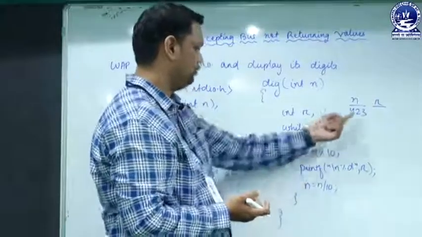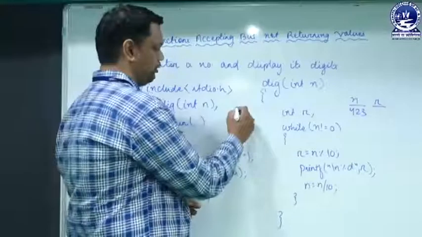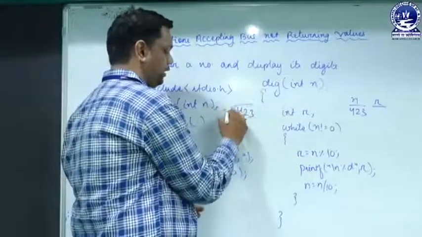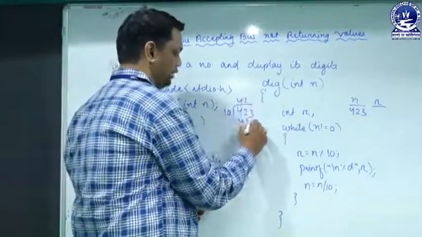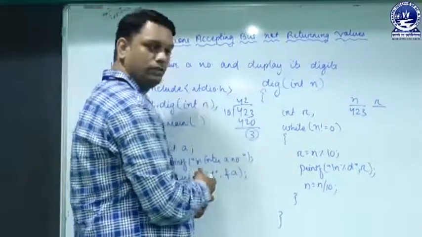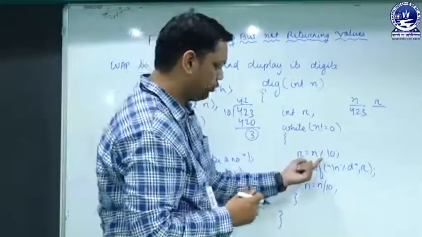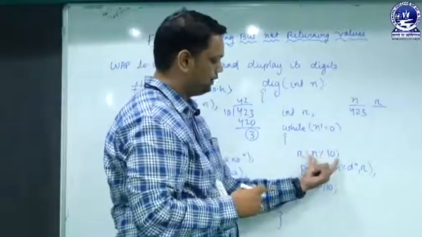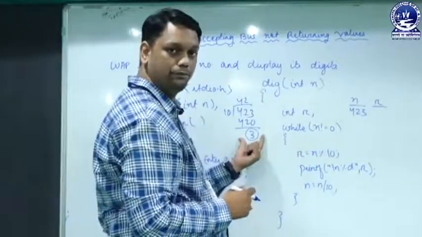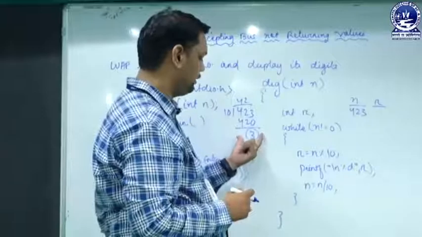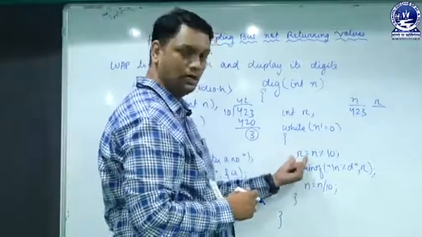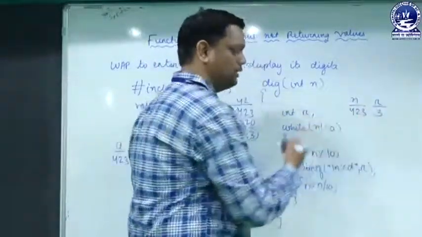So let us say the value of n is 423. So it will divide 423 by 10. Let us say 42, 420, and the remainder becomes 3. As we have given the modulo operator over here, it will divide the number and return the remainder of that number. So the remainder is 3, and 3 will be stored in r. So the value of r is 3.